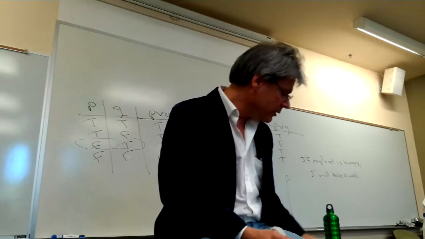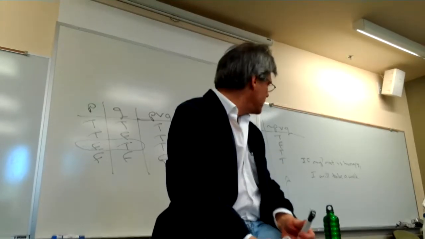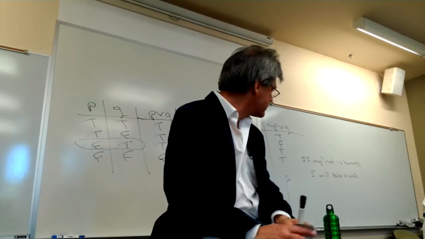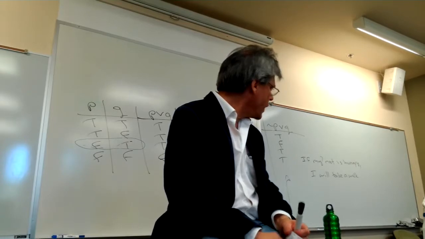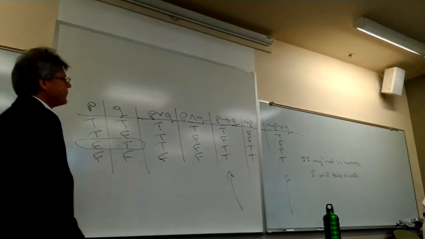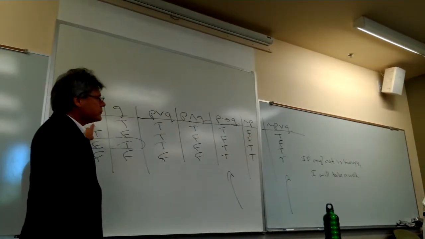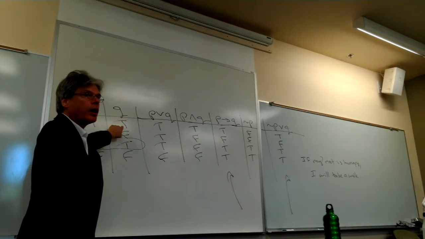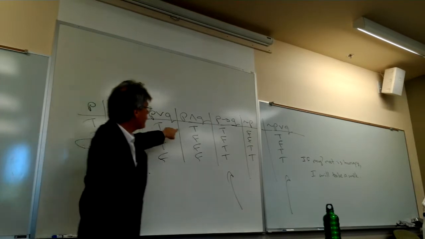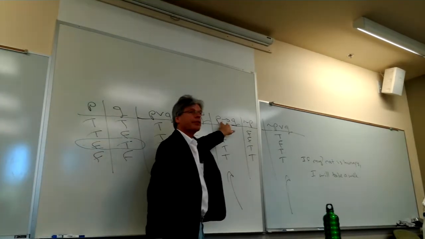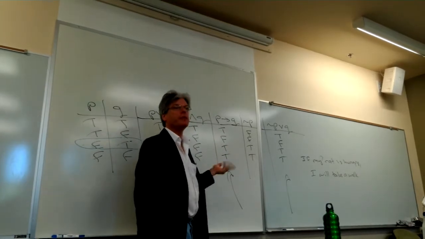So, the last part will always be true, you'll always take a walk if the cat is hungry or not? Is that what it's saying? That's not really what I'm saying. I'm saying that if my cat is hungry, and if it is the case that I am taking a walk, then I will assign a truth value of T for this particular conditional statement. That's all I'm suggesting.